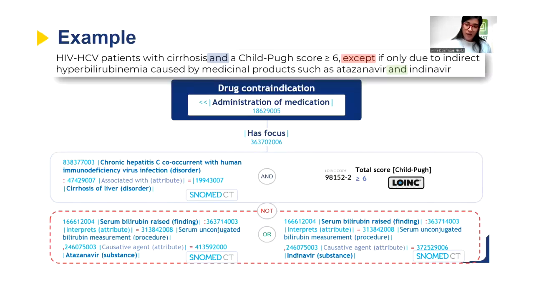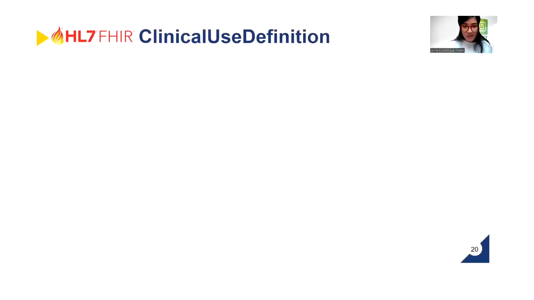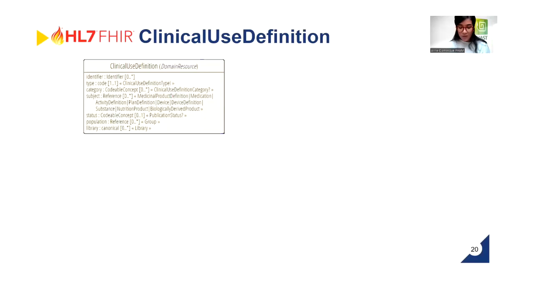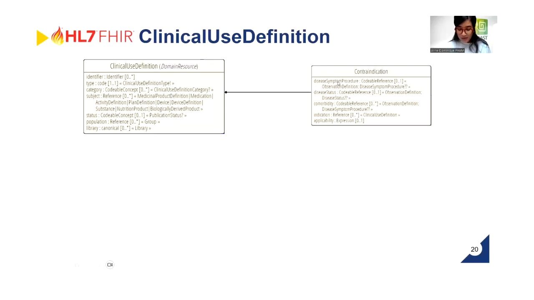Now, to support our concept model, our starting point was the FHIR clinical use definition resource. This resource includes metadata identification and also the population group to which it applies. The contraindication element specifies a symptom. So the situation documented as contraindicating the drug, the status of the symptom, if it's chronic or metastatic, and comorbidity.